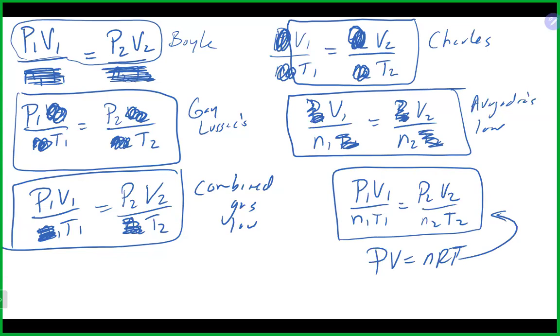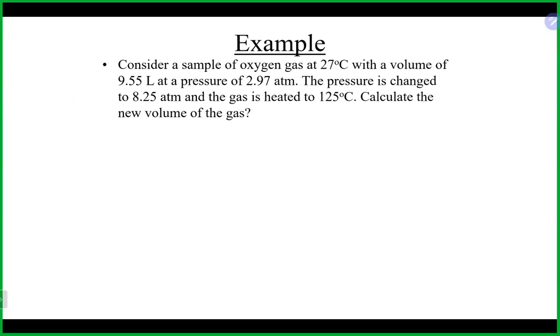Okay. So let's try one here. Consider a sample of oxygen at 27 degrees Celsius with a volume of 9.55 liters and a pressure of 2.97. We change the pressure to 8.25 and we heat it to 125. What is the new volume? So take a few moments there and see what you come up with.